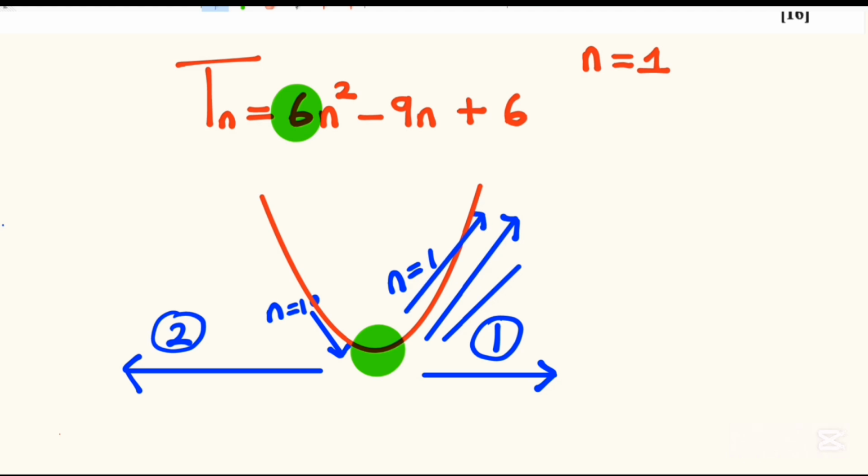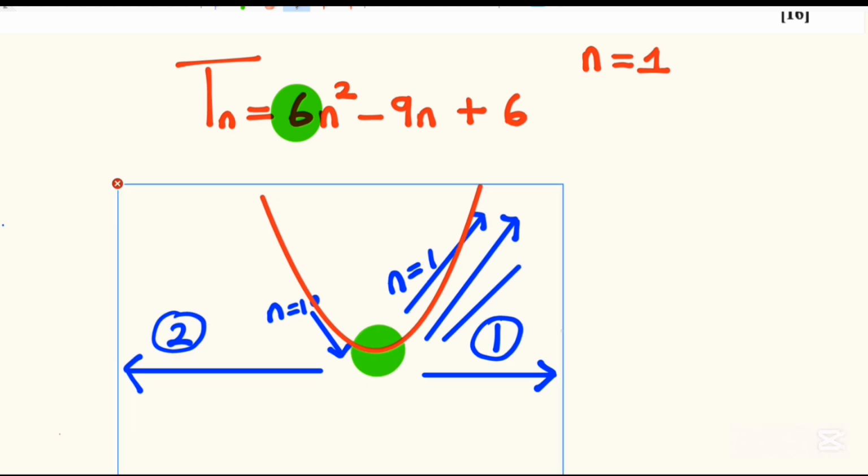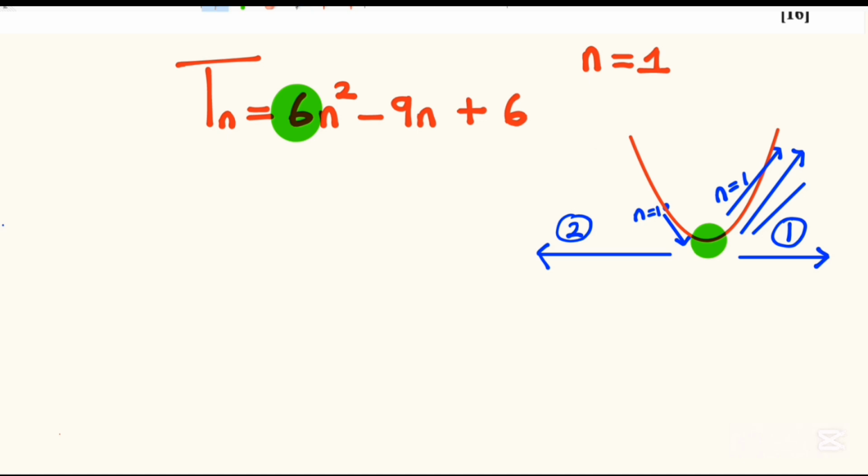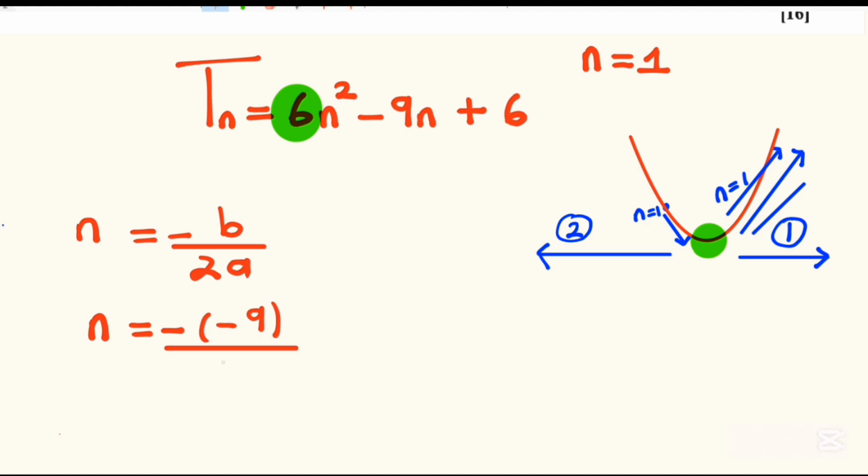So our duty is to prove that n is equal to 1 is on the right side of the turning point. So we have to get a turning point which is less than 1. For the turning point, we have x is equal to negative b divided by 2a, but the independent variable in this case is not x, it's n. So n will be equal to negative b, our b is equal to negative 9, divided by 2 multiplied by a, where a is equal to 6.